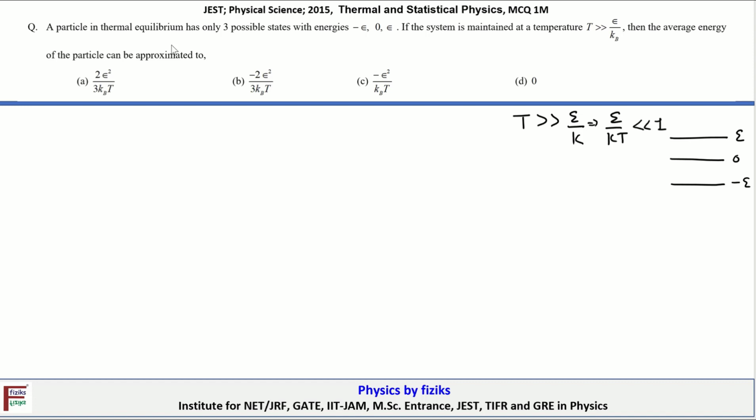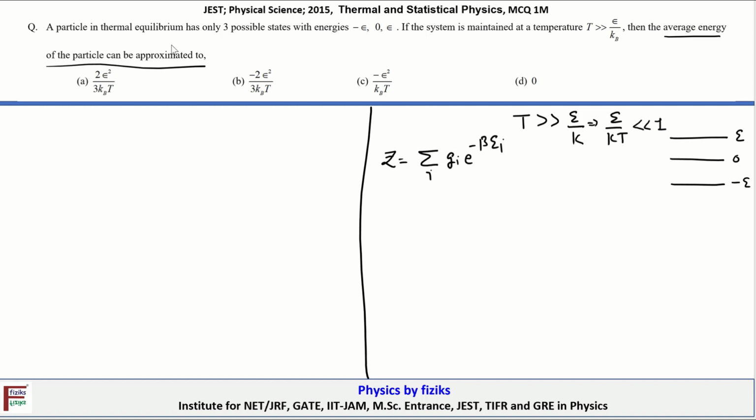Then the average energy of the particle can be approximated. So we have to look for the expression for the average energy of the particle. We are going to solve this problem with the help of the partition function approach. The partition function for the given system can be written as Z equal to, because it's a discrete energy spectrum, the sum of g_i exponential minus beta E_i, with i taking values from 1 to 3 because there are only 3 levels. Nothing is given about the degeneracy, so we can take it to be unity.